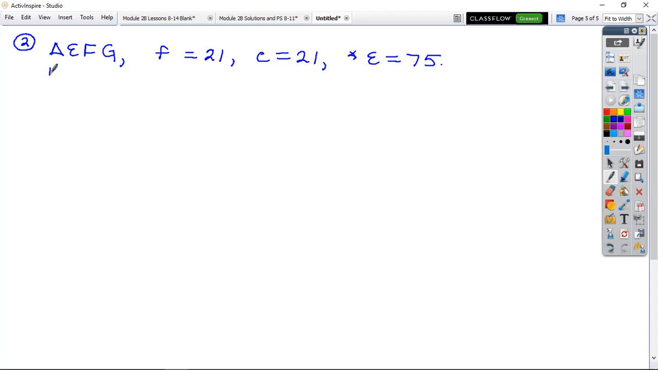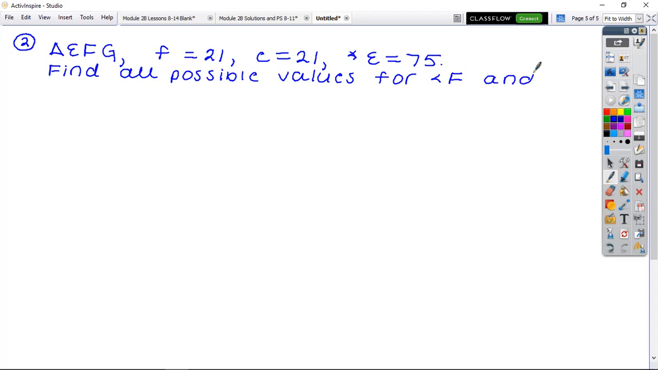I want you to find all possible values for angle F. And state how many possible triangles, 0, 1, or 2. Abbreviate anything you would like.